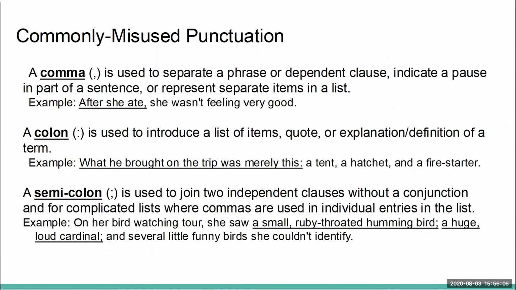This is an example of how to use a semicolon in a list. On her bird-watching tour, she saw a small, ruby-throated hummingbird; a huge, loud cardinal; and several funny little birds she couldn't identify. Because there was a comma between "small" and "ruby-throated" and "huge" and "loud," a semicolon is appropriate to use for a list because otherwise somebody reading the list might get lost as to the parts of the clauses that are meant to be together.